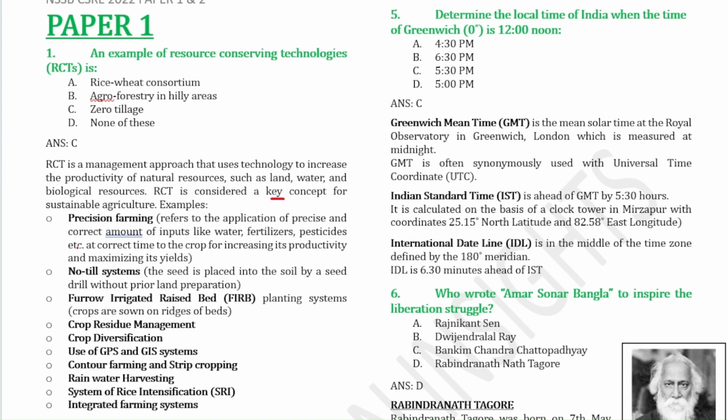And these are some of the examples of resource conserving technology: precision farming, no-till system, furrow irrigated raised bed, crop residue management, crop diversification, use of GPS and GIS system, contour farming and strip cropping, rainwater harvesting, system of rice intensification, and integrated farming system. So from the examples, the correct option for question number 1 will be option C, that is zero tillage.